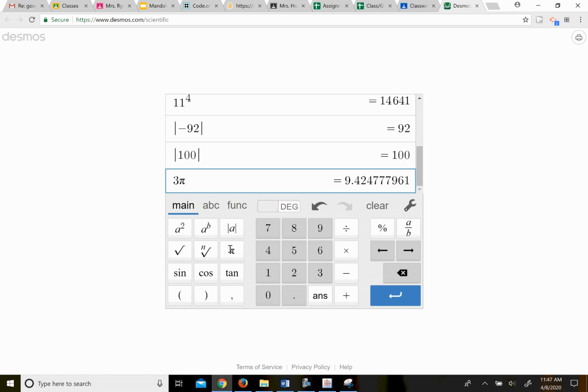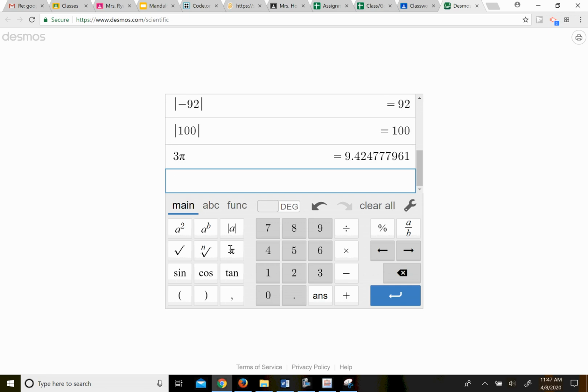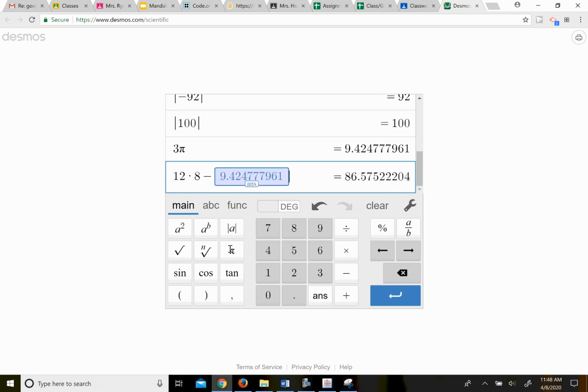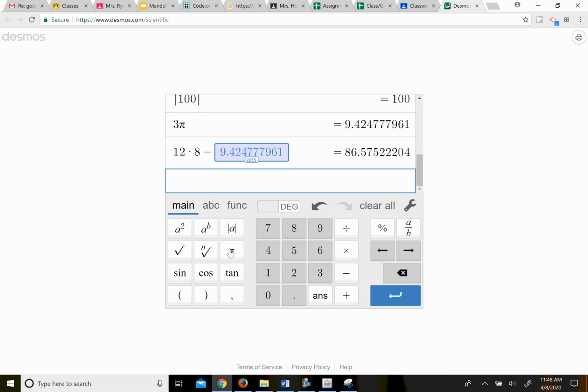And then the last thing I want to show you is this ANS button right here. So let's say I want this answer that I just had, and I want to use it in my next expression. Maybe I want to take 12 times that by 8, and then I want to take away the answer I just had. But I don't want to have to type this in. A lot of digits there. I might mistype one. I might forget one. A bunch of 7s in a row. So I want to subtract that answer. ANS means it took that answer and plugged it in for me, and then I have my answer there. So it's kind of nice that it has it.